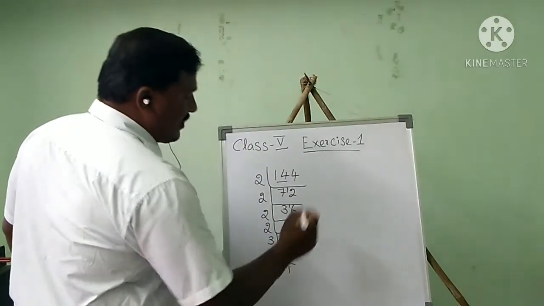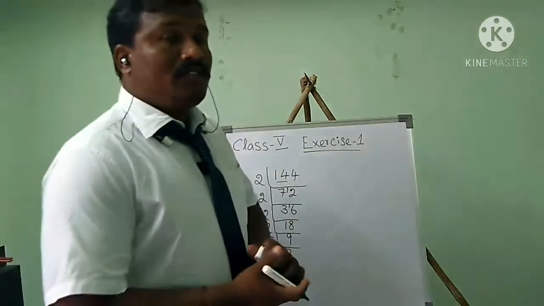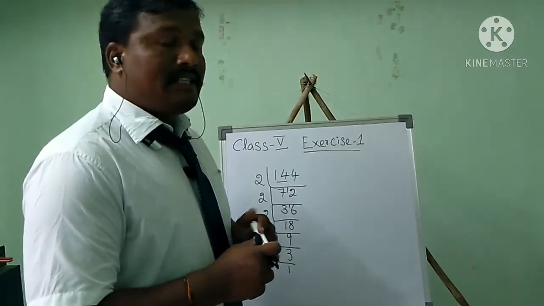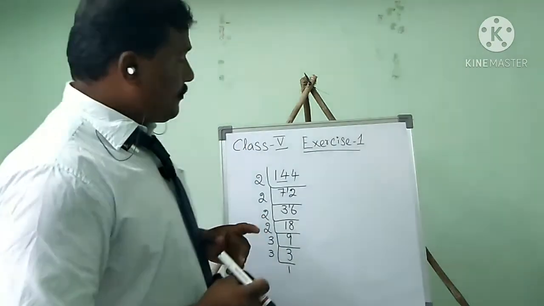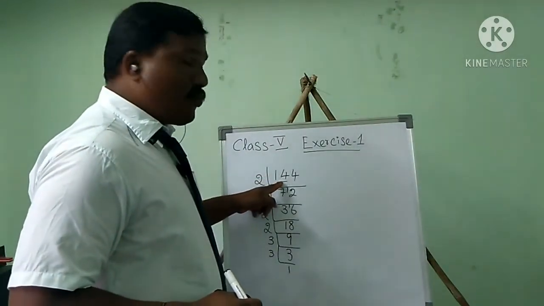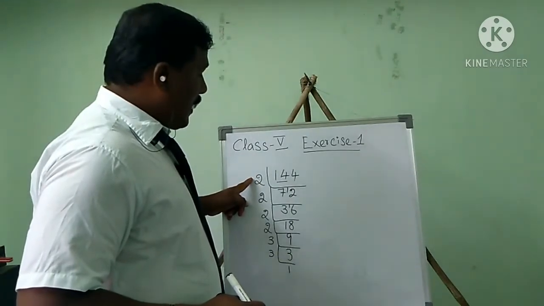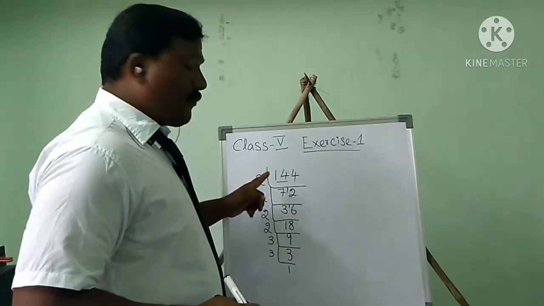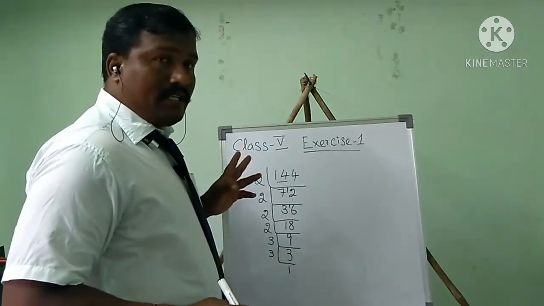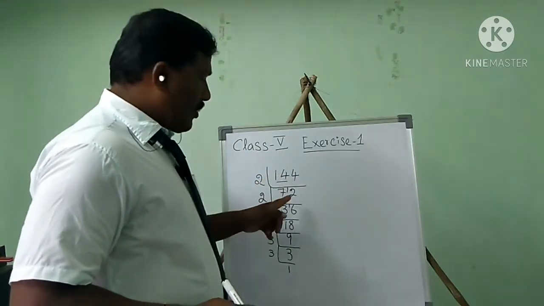3 1s are 3. Students, listen carefully. I told you two methods are there. One is the tree method, the other one is the shortest division method. So I have taken 144. So first I take 2 digits. So the divisor is 2. So how many times can I divide into 14? 7 times. So 7 2s are 14. Then 2 remain. So 2 2s are 4. So the total is 72.